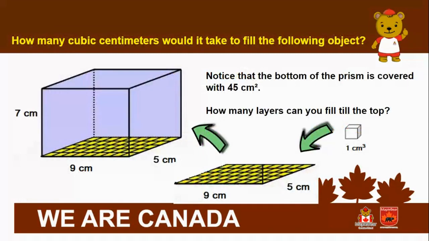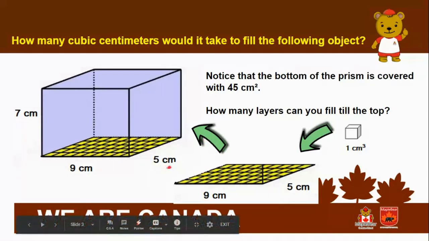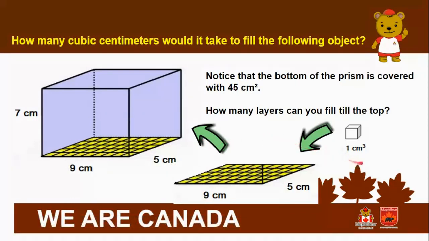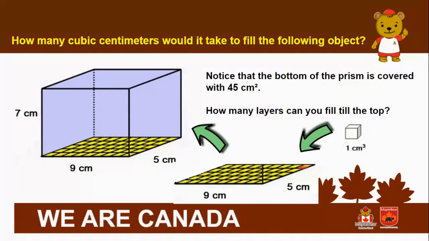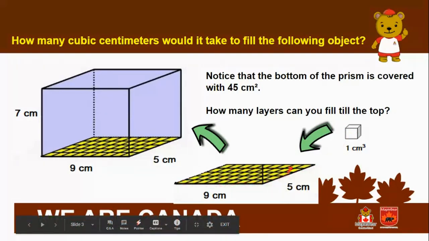So if I have a box that's 7 centimeters high by 9 centimeters length and 5 centimeters width, what I'm calculating is how many of those small cubes I will need to complete that whole box. Let's take a look at the floor first. If I use the cubes to complete the floor, you agree that I will have 45. I need 45 of those cubes to complete my whole floor.